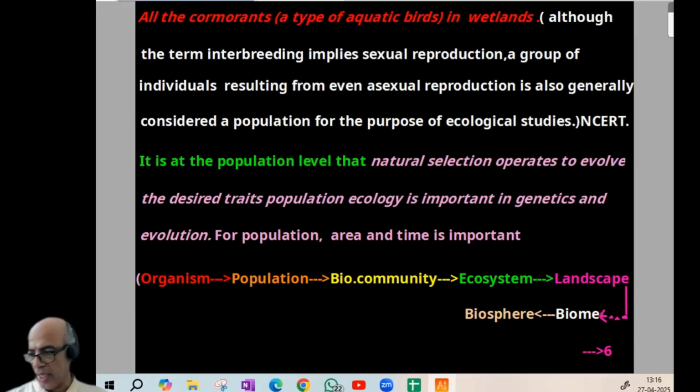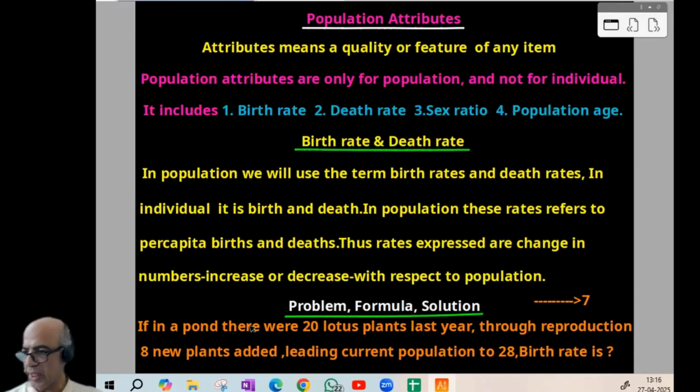Then a hierarchy has been shown there. Largest is biosphere, smallest is organism. Then came some basic aspect, population attributes. Attribute means a quality or feature of any item, for which 4 items you have to learn: birth rate, death rate, sex ratio, population age.